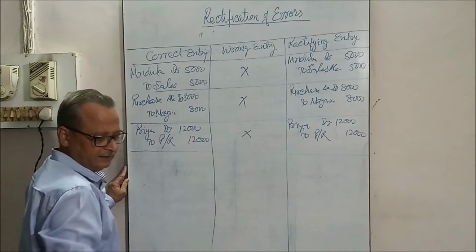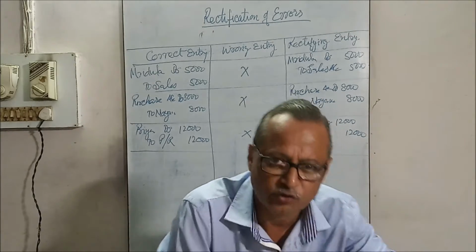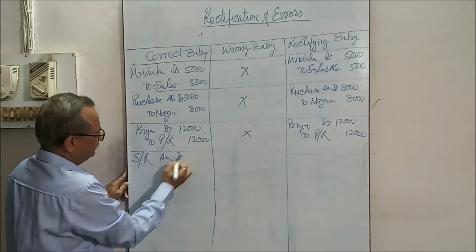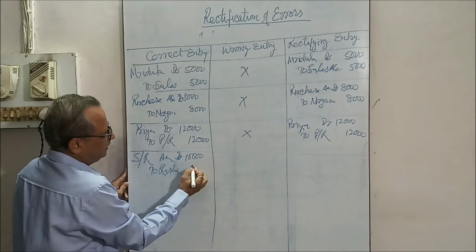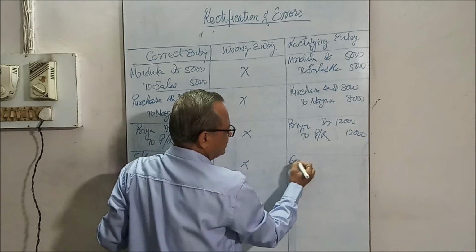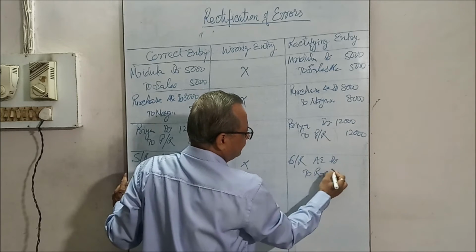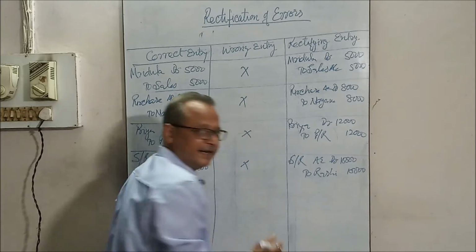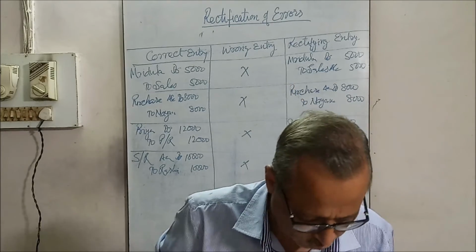Fourth entry is goods returned from Rashi, means this is sales returned 10,000. Sales returned account debit to Rashi 10,000. Nothing was recorded. So the same entry will pass. Sales returned account debit to Rashi. The first question was related to the error of omission, that was complete omission. Now the next question I am taking.